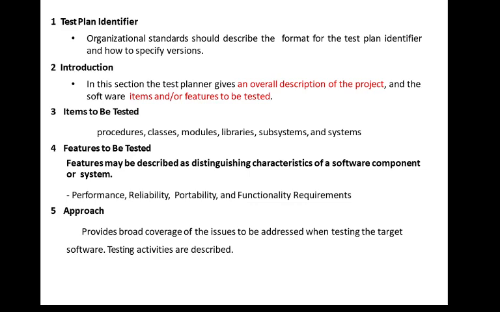So the next component is features to be tested. In this section of the test plan, the tester gives another view of the entity to be tested by describing them in terms of the features they encompass. A feature may describe a distinguishing characteristic of a software component or system. For example, features relate to performance, reliability, portability, and functionality requirements.